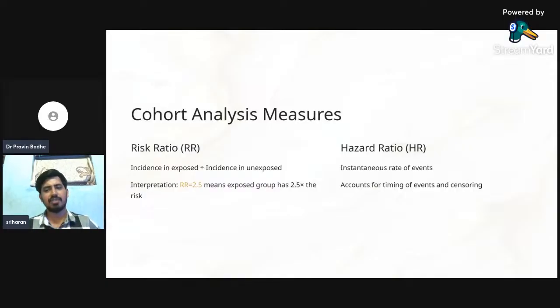The hazard ratio is also similar to the risk ratio. It tells the current scenario, the current incident rate of the event in the patient. These two are the main statistical analyses used while doing a cohort study: relative risk and hazard ratio, which measure the risk.